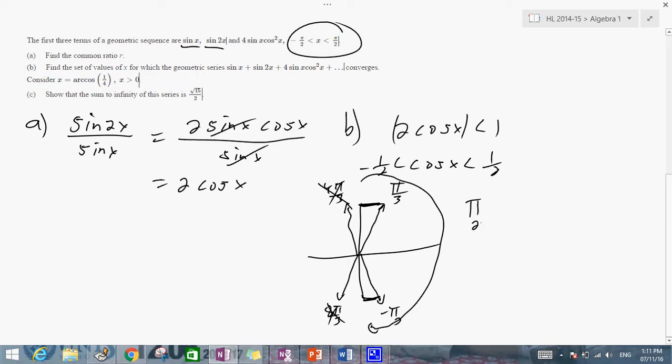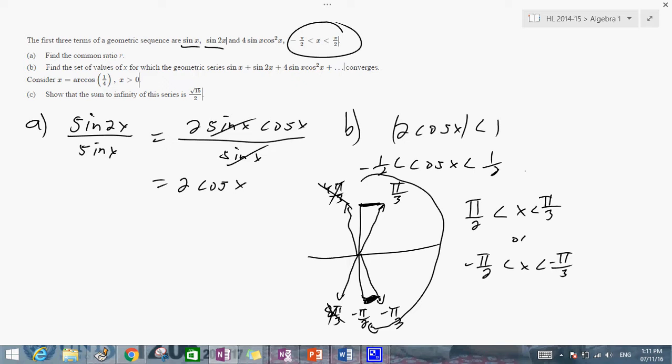So the answer is between pi over 3 and pi over 2, or between negative pi over 2 and negative pi over 3. Okay, so we're looking down here, negative pi over 3 to negative pi over 2. That's when cosine x is between negative 1/2 and 1/2, or 0 and 1/2, I guess, since we're only looking at that.